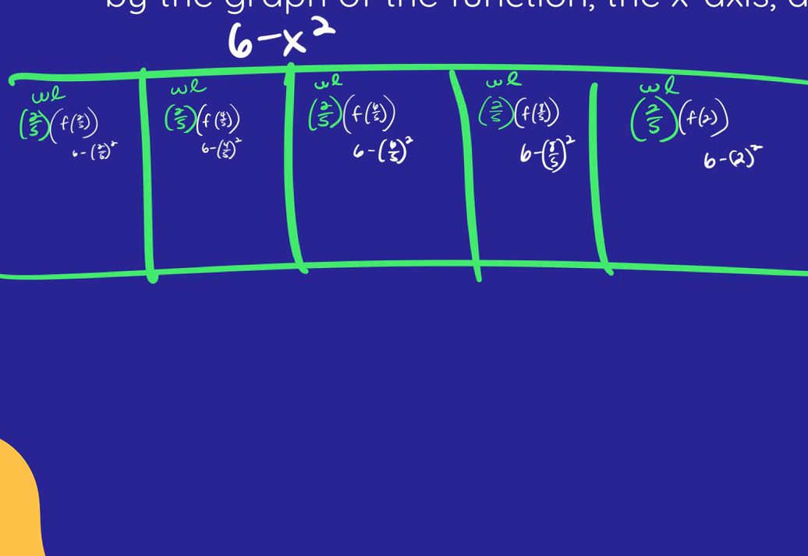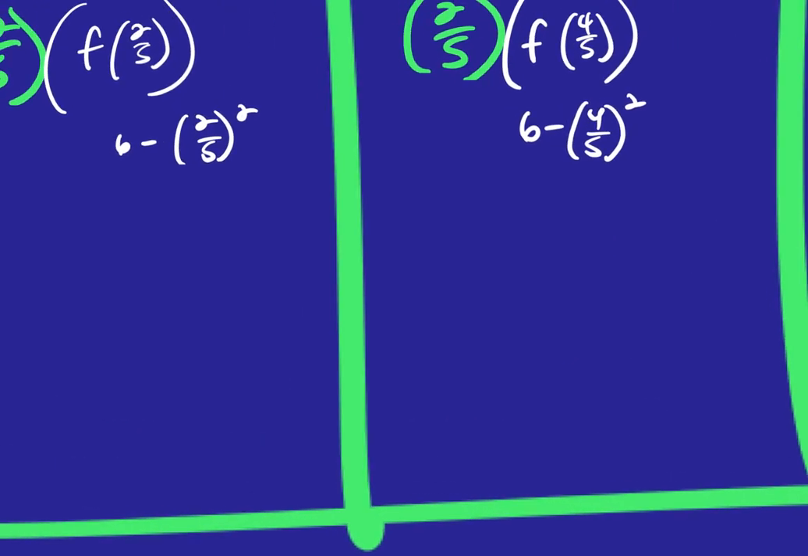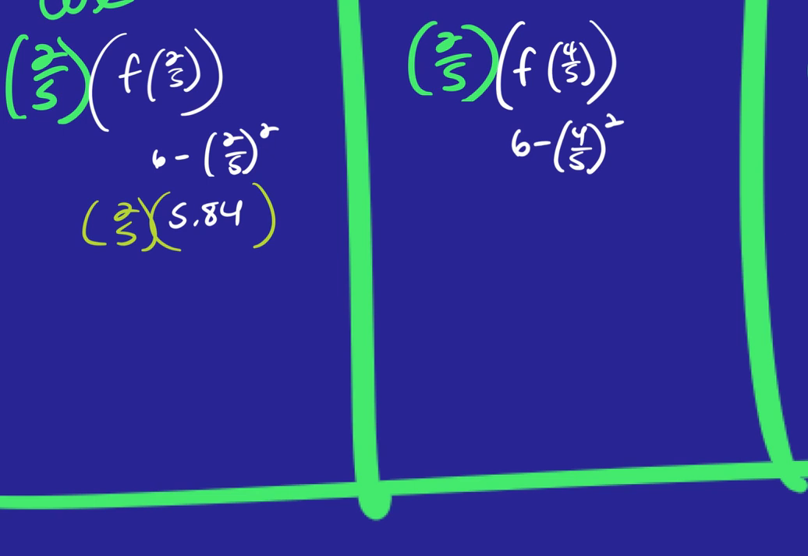I'm going to do 6 minus 2/5 squared, and you could separate that out or you could type that in. It's up to you. 6 minus 2/5 squared, and I get 5.84, and then I'm going to multiply that times 2/5, which is 0.4. I get 2.336. This is all one problem. Leave it as a decimal because we're going to approximate it.